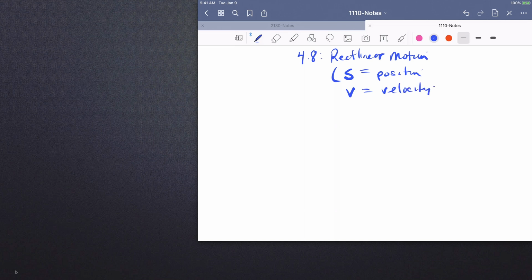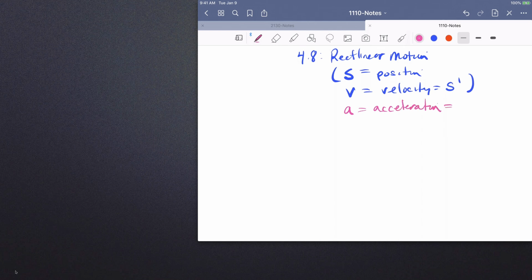Alright, in this video we round out section 4.8 on rectilinear motion. We've already discussed in previous videos the position function. We've discussed the velocity function as the derivative of the position function. And in this video we're going to round it out by looking at what we call the acceleration.